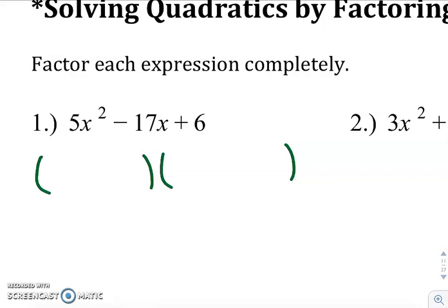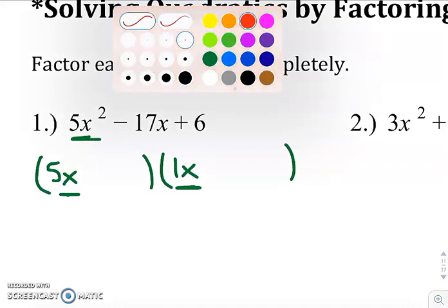So we're trying to figure out the first spot, what multiplies to get you the first number. So we like when the numbers are prime, because the only thing that's going to multiply to get you 5x squared is 5 times 1. So it has to be 5x and 1x. So that multiplies to get you your first number.